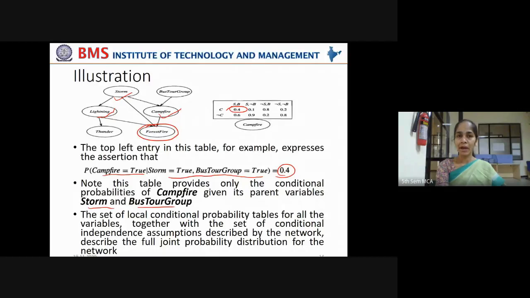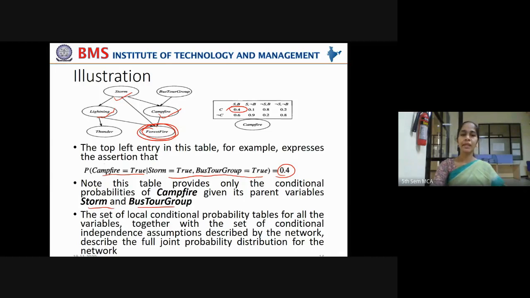Lightning occurring, storm and campfire not occurring. Storm occurring, lightning and campfire not occurring. Campfire occurring, lightning and storm not occurring. That event not occurring. Like that, you will get various combinations and all those probabilities will be given, which will help you to calculate the probability of a forest fire being generated or a forest fire not being generated.